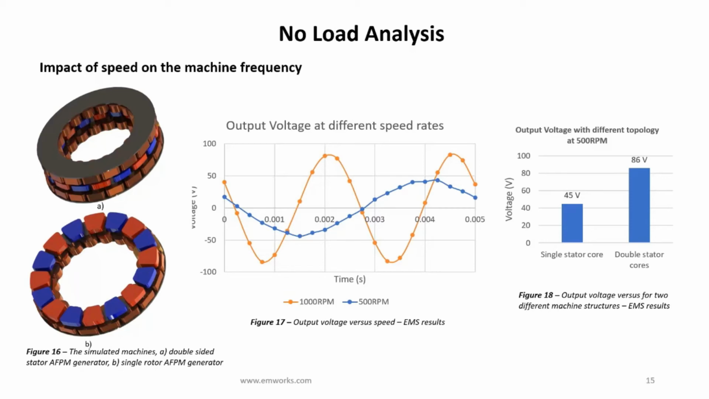These generators are suitable to power ships and aircraft systems. The second scenario was to run both machine designs at low speed. As we can see in figure 18, we can get more power by adding additional stator core. The size of the machine is still compact.